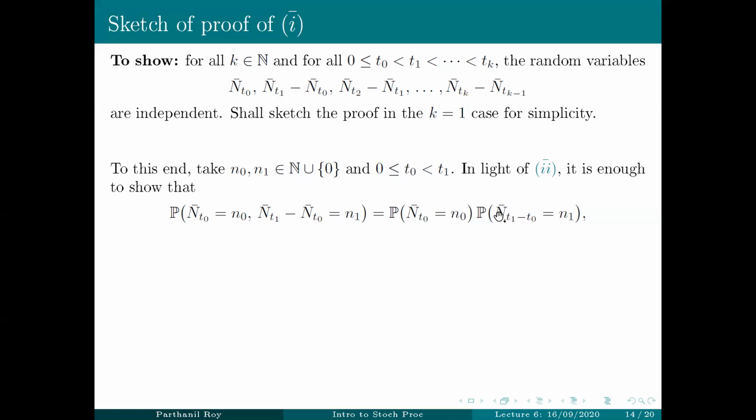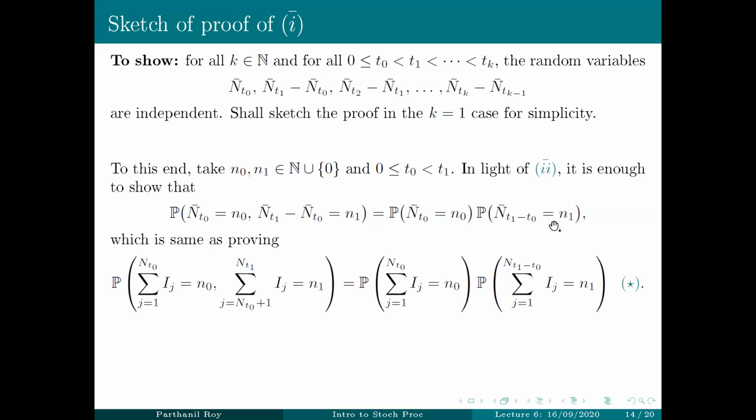Because although we have n bar of t1 minus t0, by stationarity of the increment, which has already been established by the double conditioning argument, this is also the probability of n bar t1 minus n bar t0 equal to n1. I've written these two things longhand. I've expressed all of these objects longhand. So therefore this is the same as proving this star.